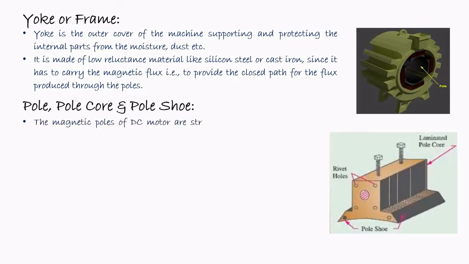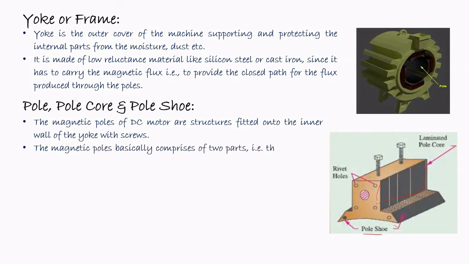Next, the pole core and pole shoe. The magnetic poles of the DC motor are structured and fitted onto the inner wall of the yoke with screws. So this is the figure of the pole. This total figure is considered as the pole. Here, this part is considered as the pole core, and below here the cross section is a little bit more, which is considered as the pole shoe. This pole is connected in the inner circle of the frame by using screws.